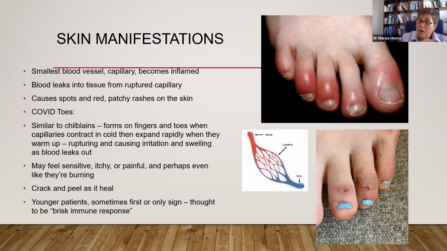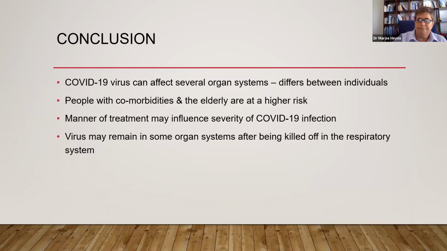And sometimes it can be the only symptom, the only sign of COVID. And sometimes it's the first sign. And I think what happens is that a lot of the ACE receptors aren't well developed in the youth. And one of the first places where they get well developed is the upper respiratory tract. So they think what happens is the upper respiratory tract picks up the virus and there's a quick immune response. And that quick and brisk immune response results in these capillaries on the periphery, your fingers and your toes, bursting.